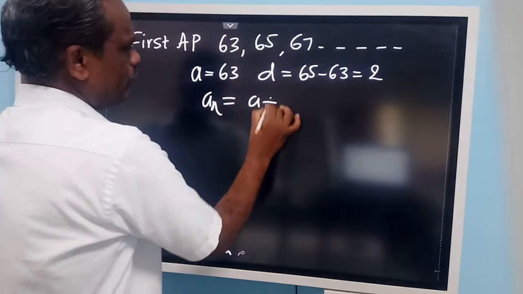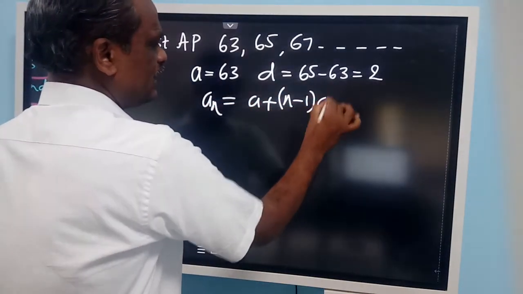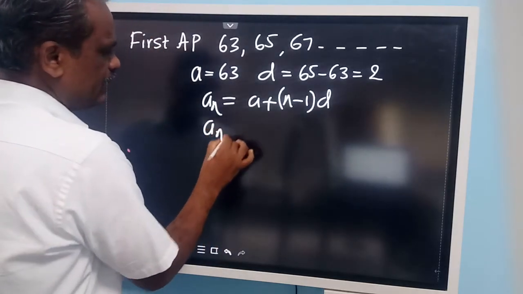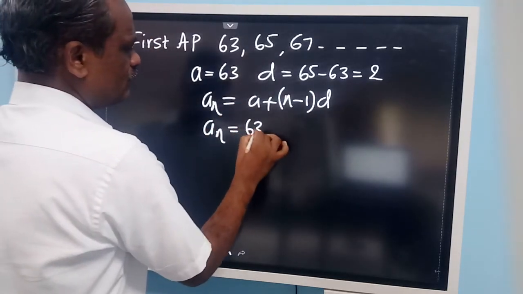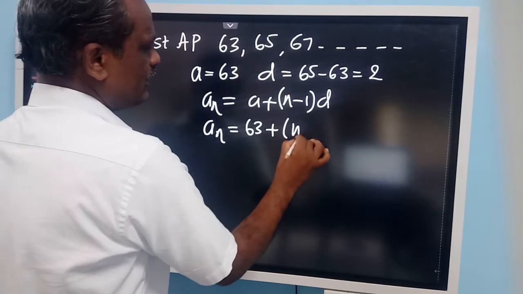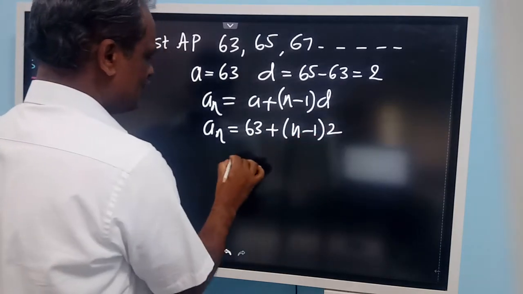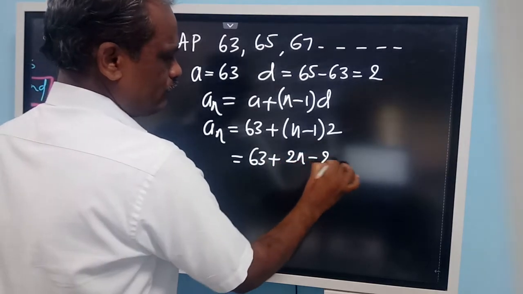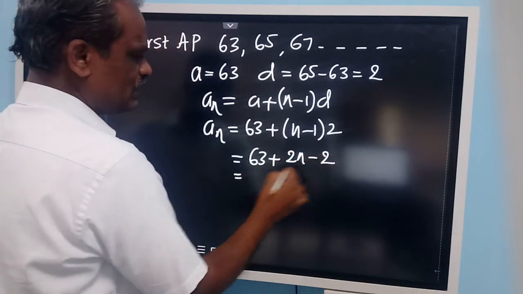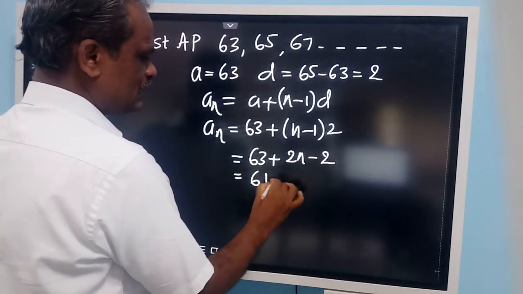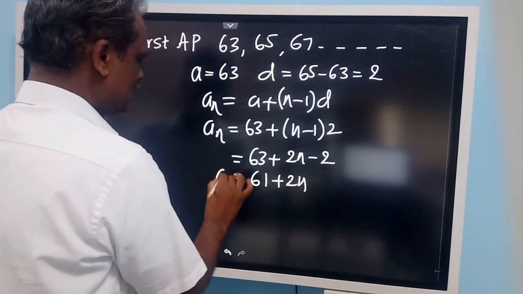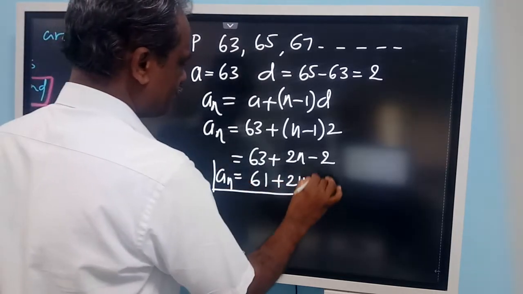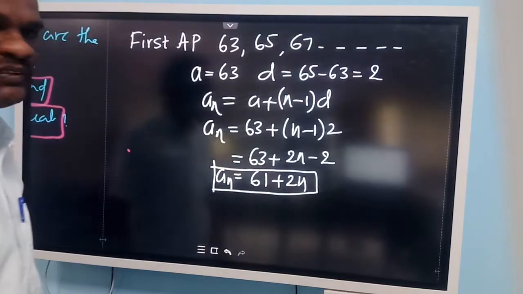An is equal to A plus (n minus 1) into D. So An, the nth term, is 63 plus (n minus 1) into 2. Simplify this one: 63, 2 into n, 2n minus 2. So 63 minus 2 is 61, plus 2n. This is the nth term of the first AP.